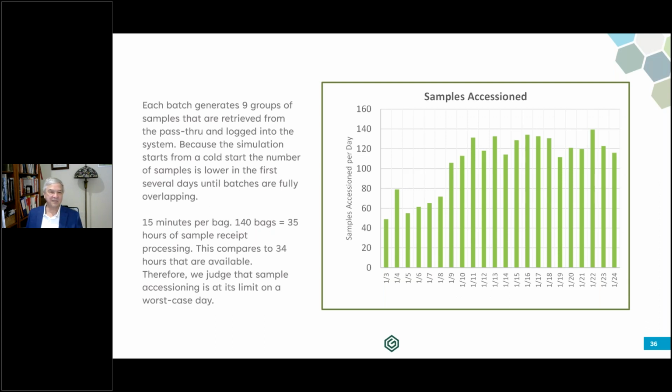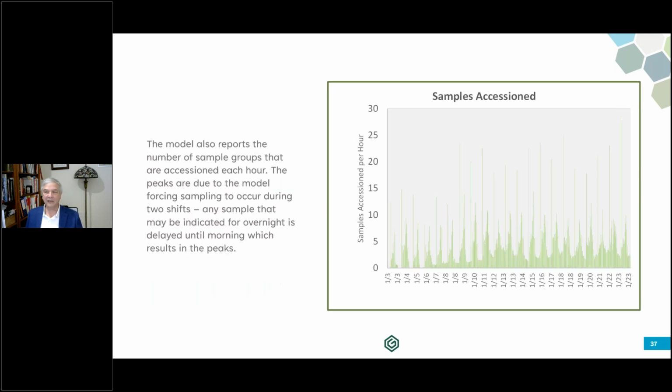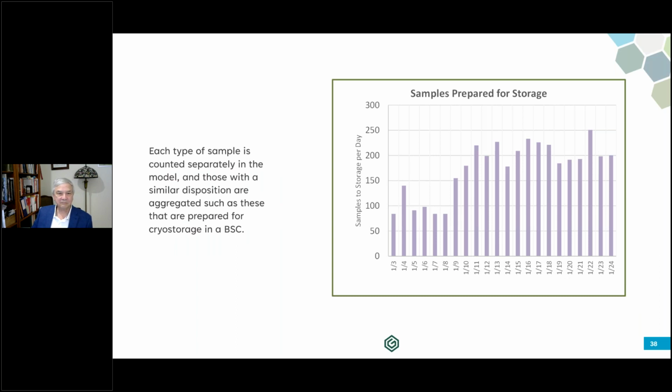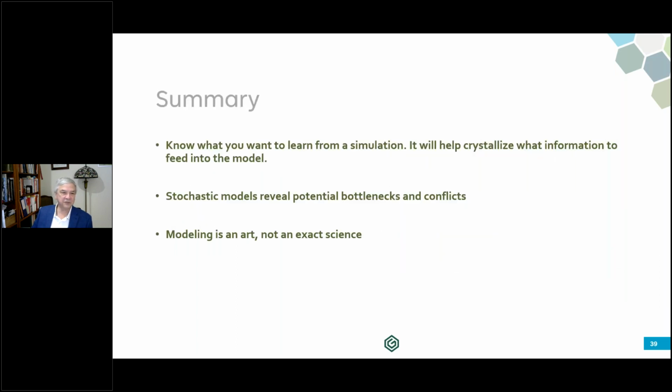Then we counted the sample accessioning. This is by day, how many samples actually would be going to the accessioning lab. Next is samples accessioned by hour. And this is the one where you can see all these peaks. This is 8 o'clock in the morning in our model because there's no sampling overnight. And we were able to talk about that. How many go to storage?